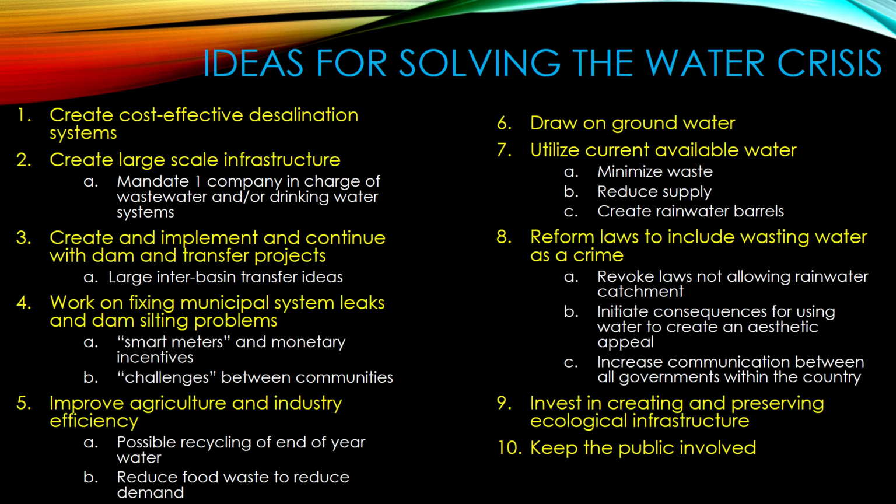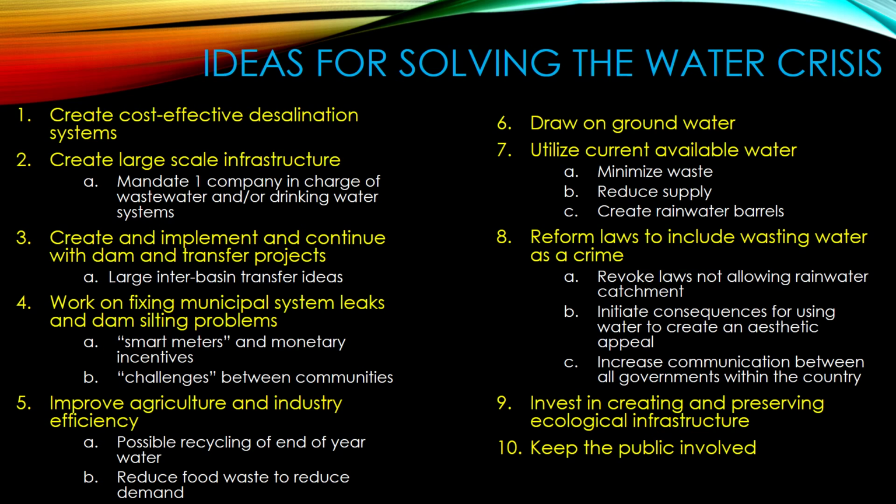Like he said, the people that want to make their lawns look nice and use sprinklers and hoses in times of serious drought, that should be a finable offense, or jail time should be included, because that's unnecessary use of water. They need to start revoking the laws not allowing personal rainwater catchment by private homeowners. And they need to start increasing communications between all governments within the country. So, your municipalities, the provinces, the federal government, and then include schools and everything like that.